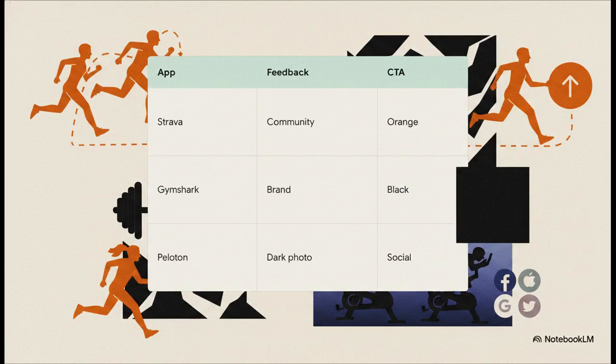Now, what's really interesting here is the incredible depth of the analysis Claude generates. Just look at this breakdown. For Strava, it recognized that the app uses real people instead of illustrations, which instantly signals the app's strong community vibe, paired perfectly with a high-contrast orange call to action. Then for Gymshark, it picked up on the strong brand voice, a single confident black CTA. Basically, you click the button or you leave. And for Peloton, it highlighted the dark, cinematic photography paired with zero-friction social signage. This is high-level strategic UX breakdown, and it was done in seconds.